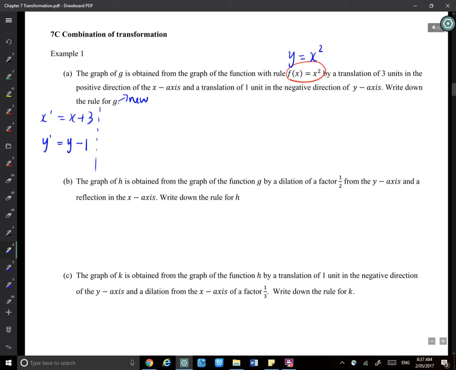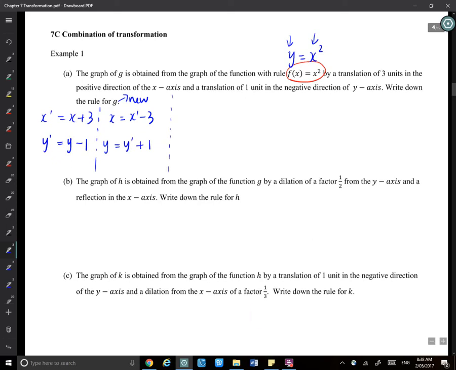So you want to have equations in terms of x dash and y dash. That's the type 1 question. You have the original one and you have the transformation and are asked for the resultant function. Because I have x and y, I need to have x, y as the subject. So x equals x dash subtract 3 and y equals y dash plus 1.